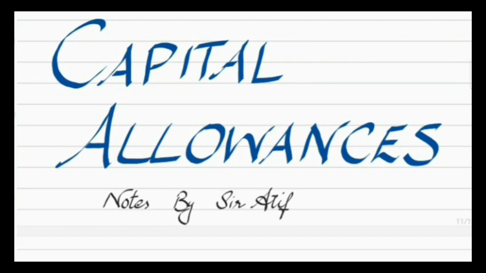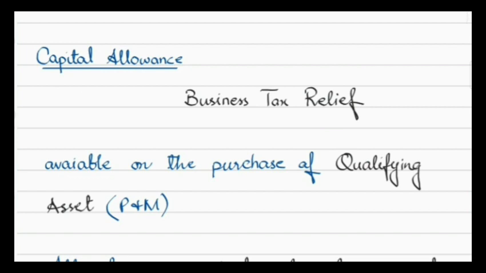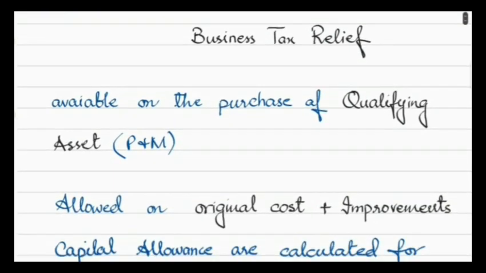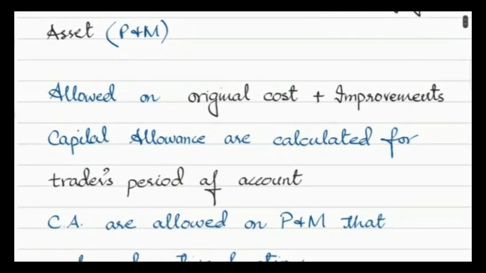Our next revision topic is capital allowances, another very important topic. So, what is capital allowance? It is said to be business tax relief and it is available on the purchase of qualifying assets like plant and machinery. It is allowed on the original cost plus improvement.